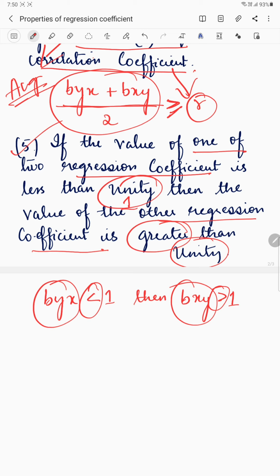Unity means 1. So, I hope you all understood the 5 properties of regression. It is a very important short answer question.